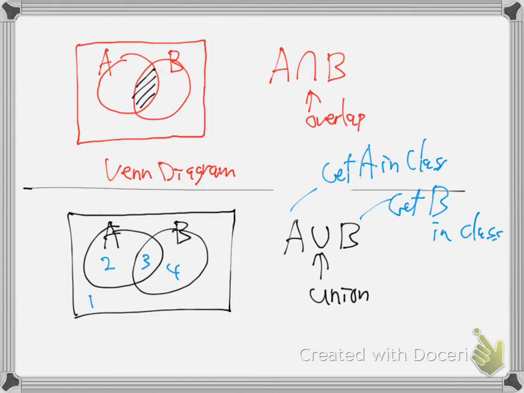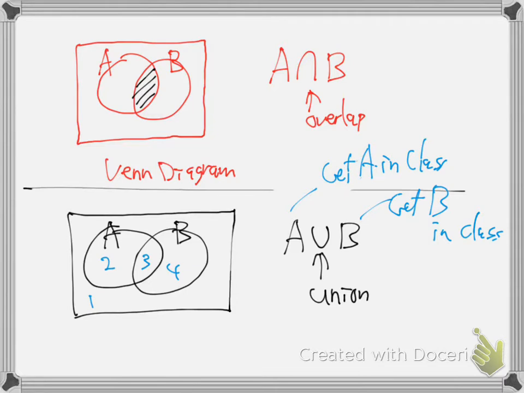So region 1, well, let's start with region 2. If you're in region 2, that means you're going to get an A in the class. If you're in region 4, you're going to get a B. What does it mean if you're in region 3? You're going to get an A and a B. That's impossible, obviously. So I made up kind of a weird condition.